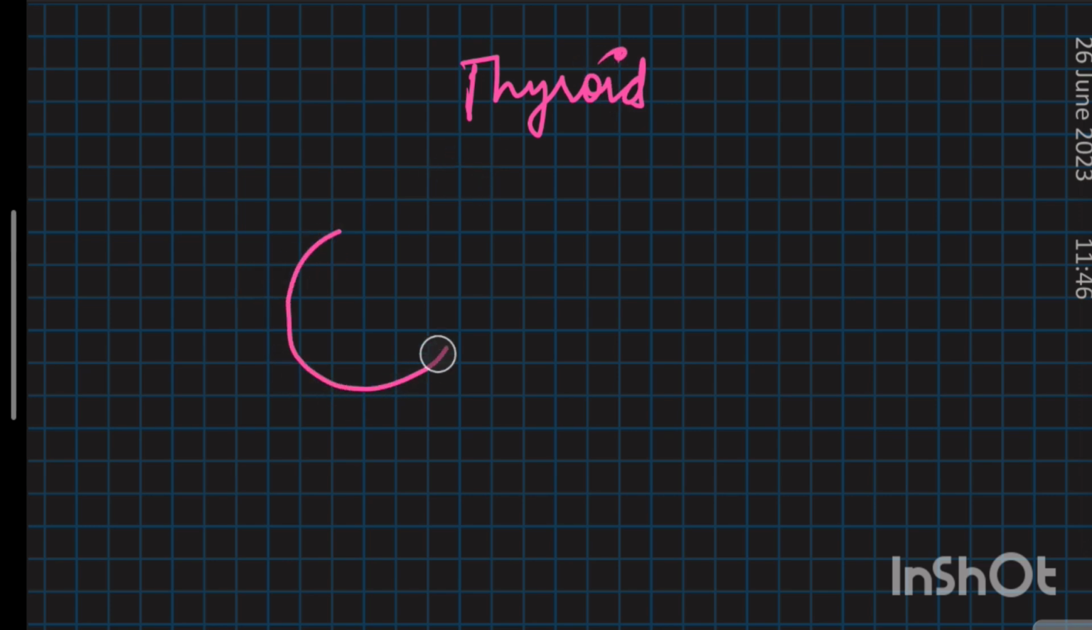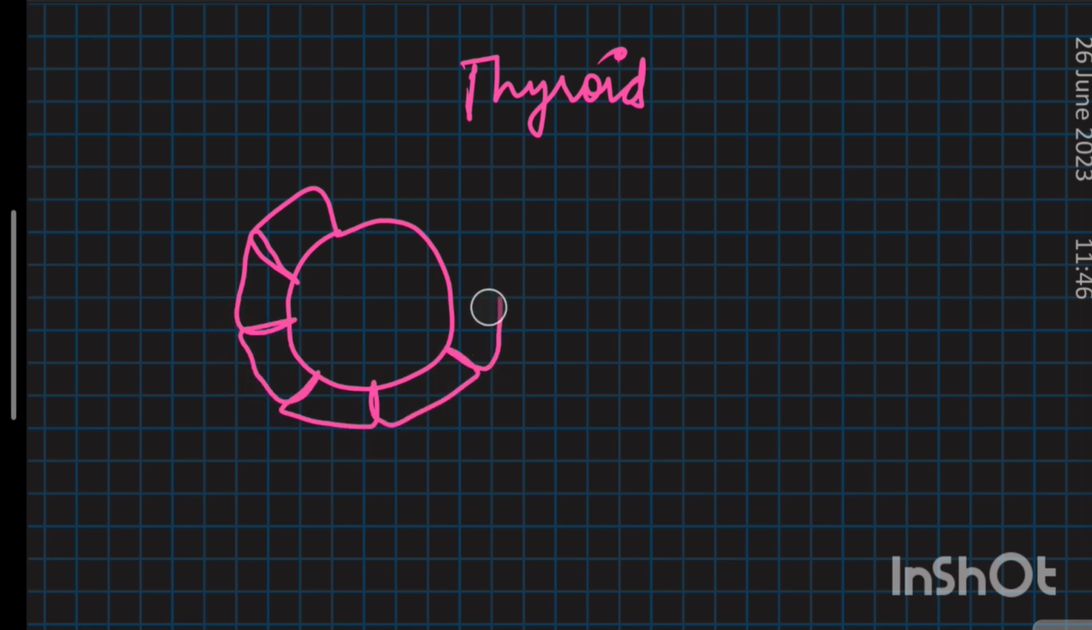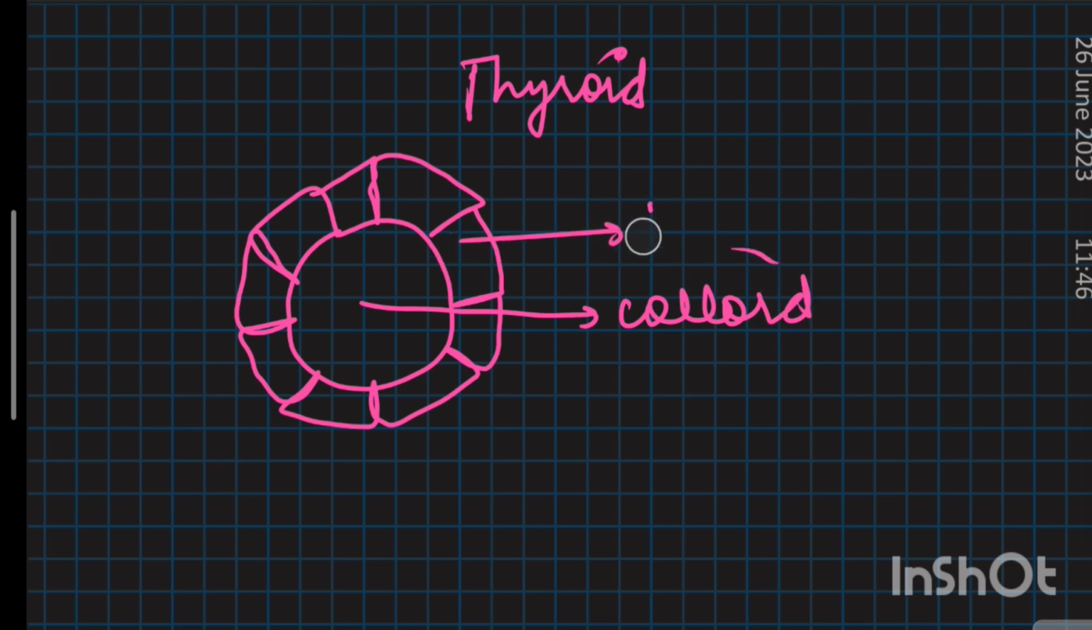So let's talk about thyroid today. When we see the histology of thyroid, we see a structure like this, and they have specific names. This is called colloid, and this is called follicle.